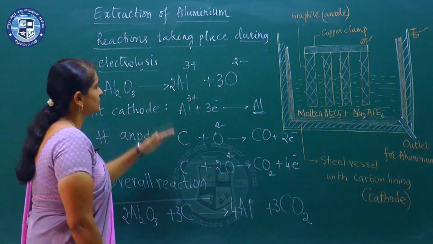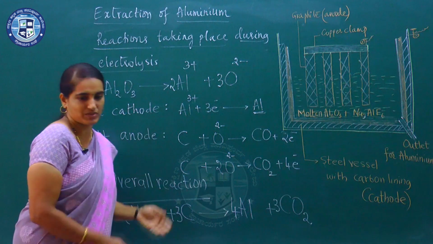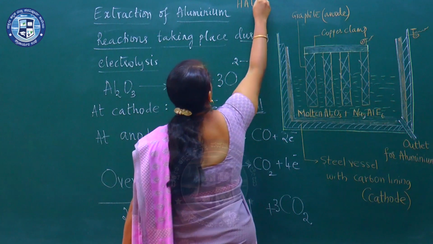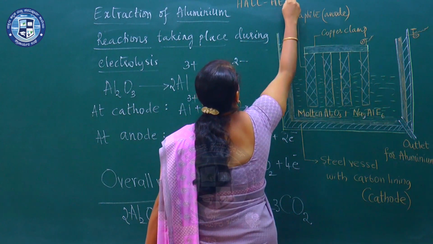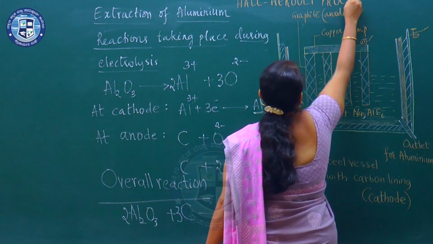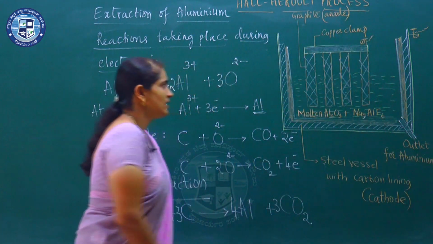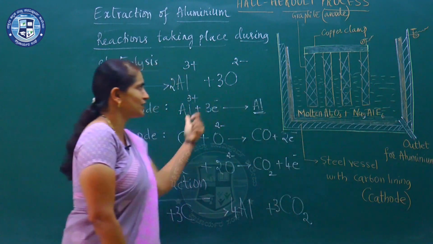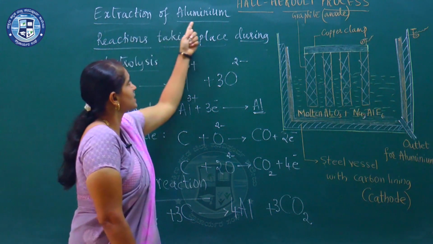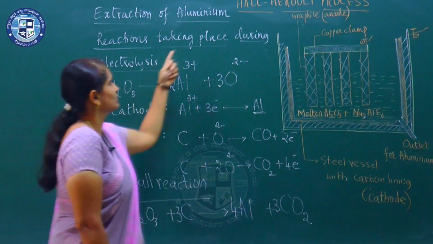See, this entire procedure which I have explained is called the Hall-Heroult process. You may also be asked to explain the Hall-Heroult process of extraction of aluminium, which is the same thing. You have to draw the diagram and explain the things, or else you may also be asked to explain the extraction of aluminium from alumina or purified alumina, which goes something like this.